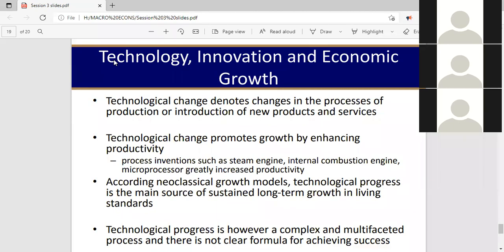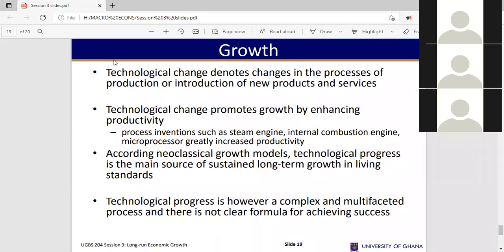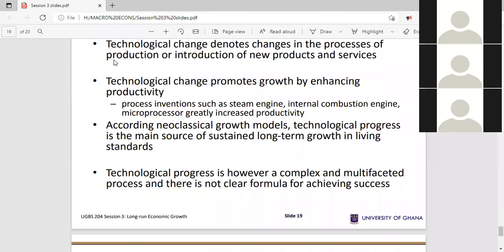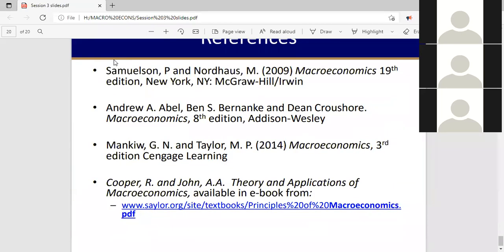And if technology increases, it basically increases our economic growth. And this is basically the end of our lecture for today. Any question up to now?